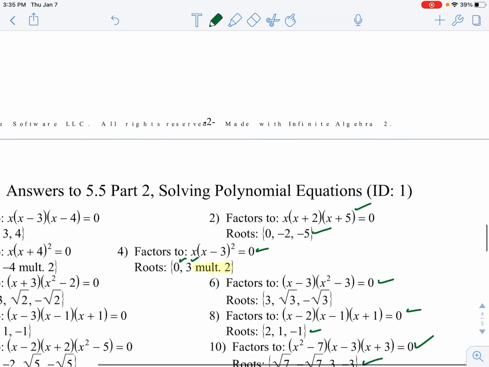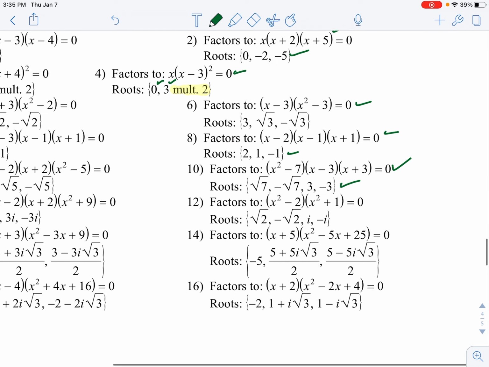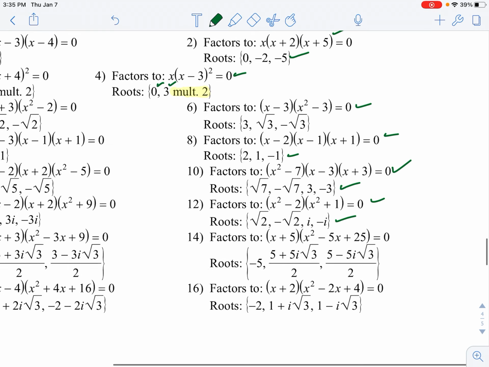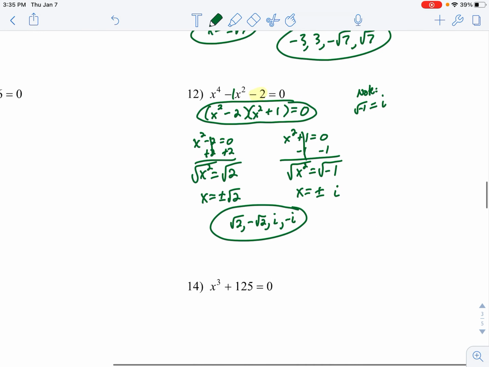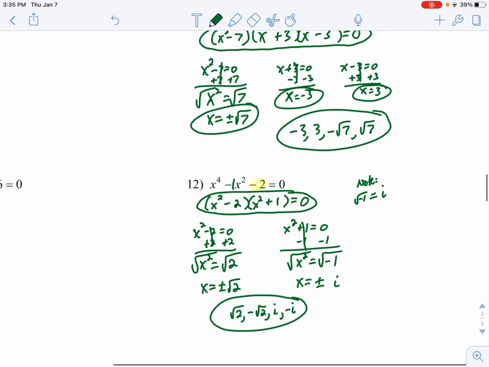Let's check number 12. Yep, there it is. Goodness gracious. So we're digging up all sorts of things that we learned in the last marking period.